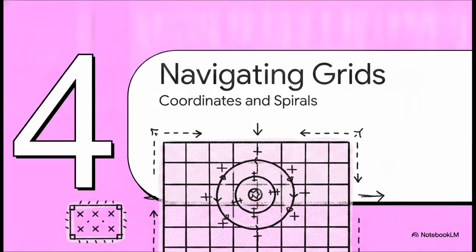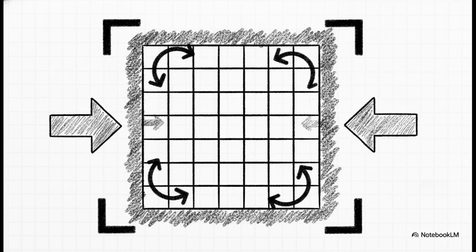Section 4. Navigating grids and matrices, coordinates and spirals. Matrices. They often look like terrifying 2D arrays completely designed to trip you up with out-of-bounds errors, right? But really, they're just simple coordinate mapping exercises. Let's move to the classic spiral matrix problem.